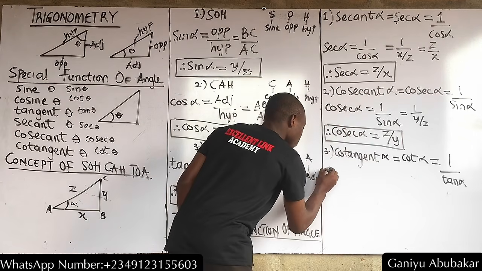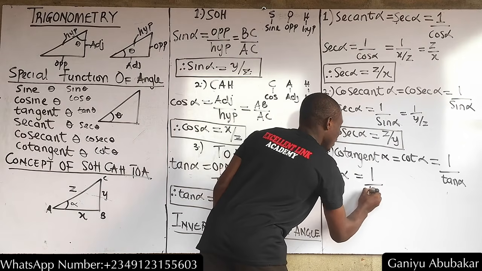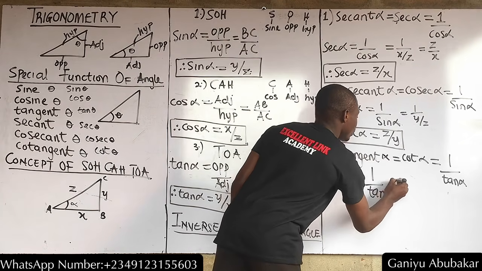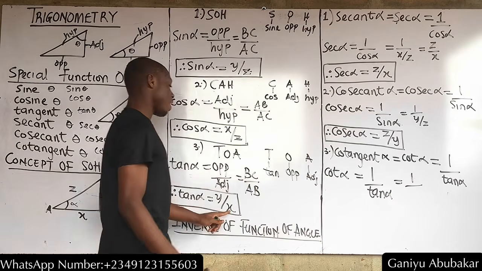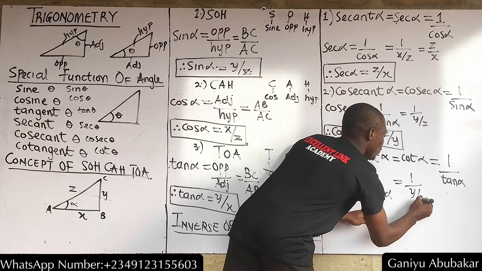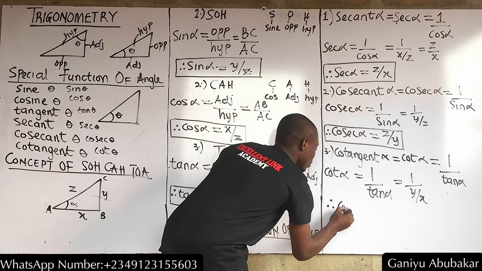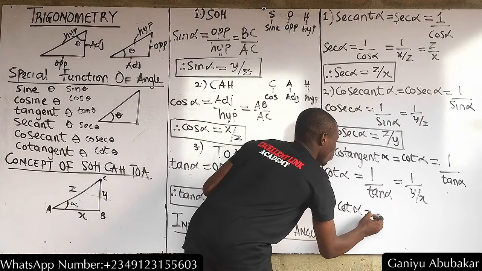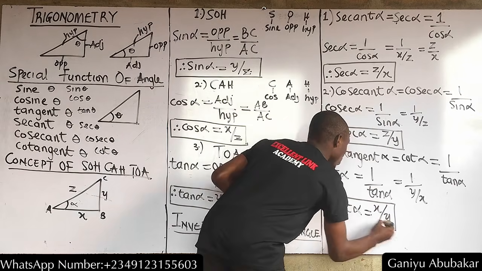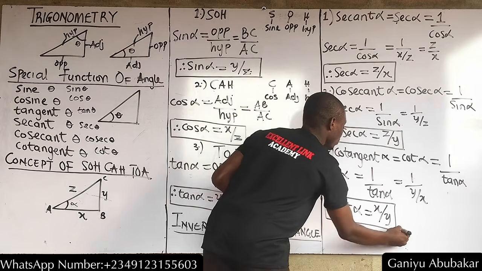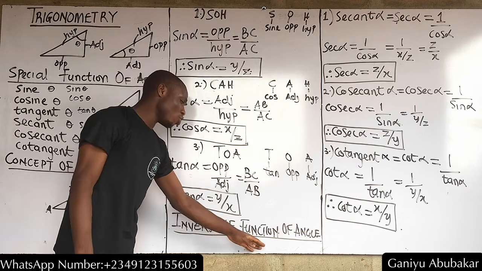So I'm saying that cot alpha is equal to 1 over tan alpha, which is equal in value to 1 over what's tan alpha? Tan alpha is y over x. That's y over x. So therefore, I'm saying that cot alpha is equal to what? X over y. Note this expression. Alright, I hope you understand the concept of inverse of function of angle.